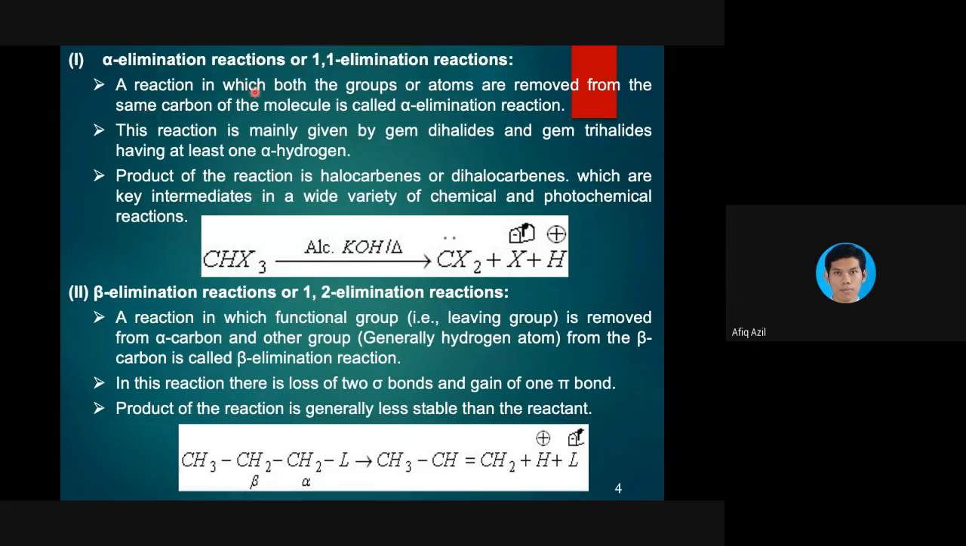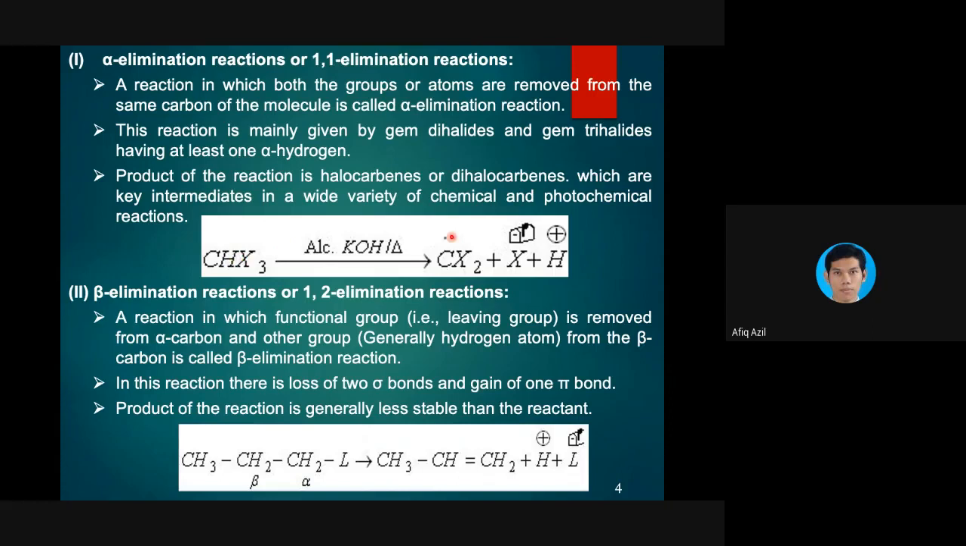Alpha elimination is a reaction in which both groups of atoms are removed from the same carbon. The products of the reaction are halocarbenes or dihalocarbenes, which are key intermediates in a wide variety of chemical and photochemical reactions. For example, you have CHX3, where X stands for halogen. Let's say you have CHCl3. The atoms are going to be removed from this same carbon, the elimination happens on the same carbon since there is only one carbon available.